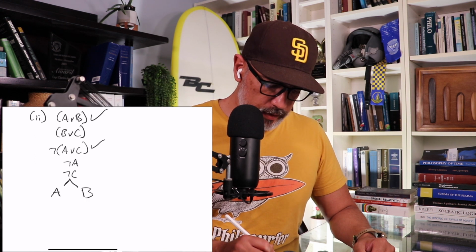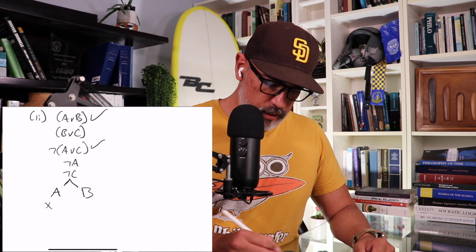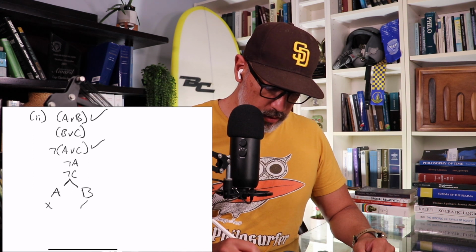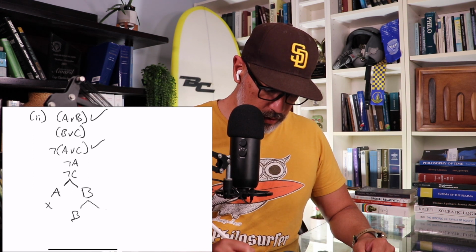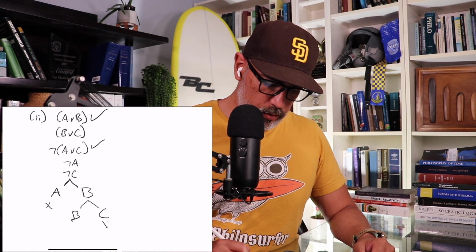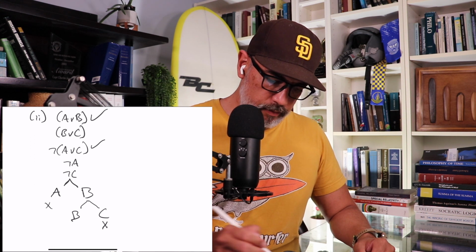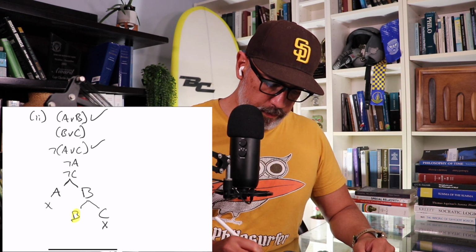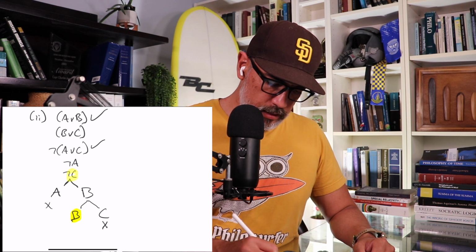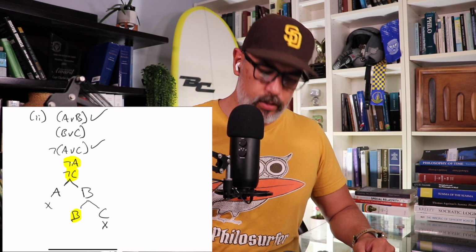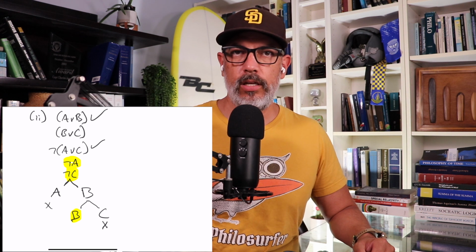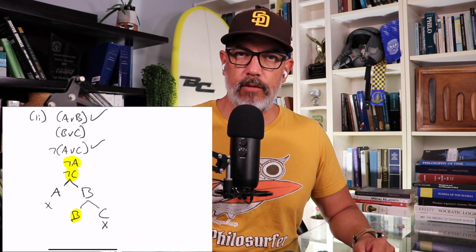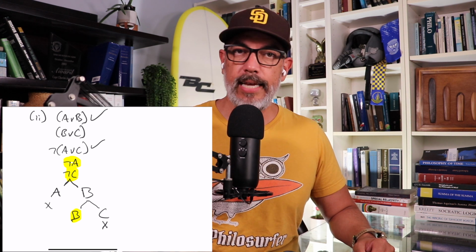Then let's do the A or B. Check, and then the left-hand branch closes off. Then let's do the B or C. The right-hand branch closes off, but notice the left-hand branch does not. So when B is true, C is false, and A is false. A is false, B is true, C is false. Then we can have this set of propositions be true. So this is a satisfiable set.